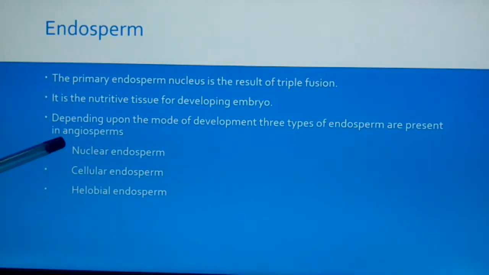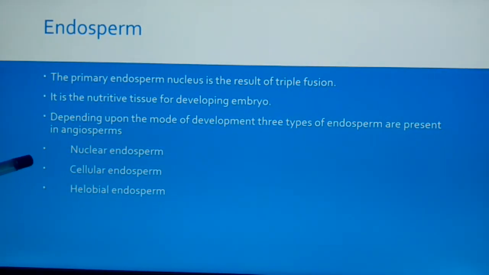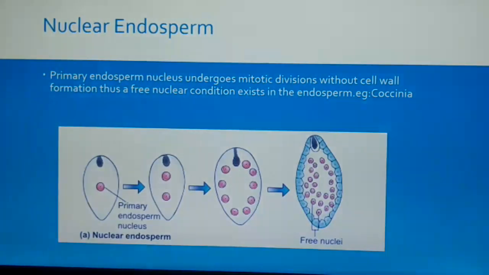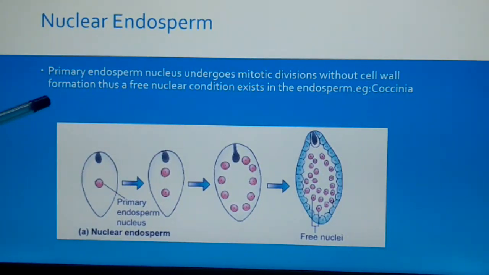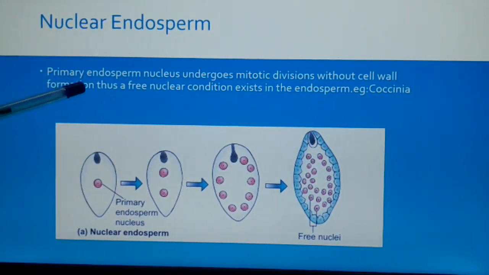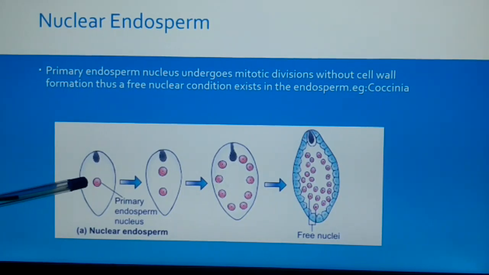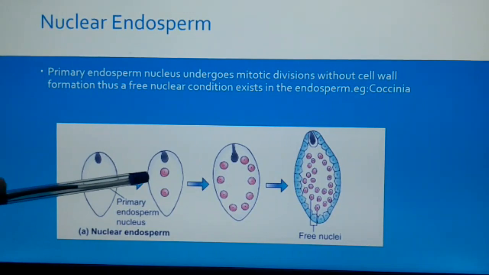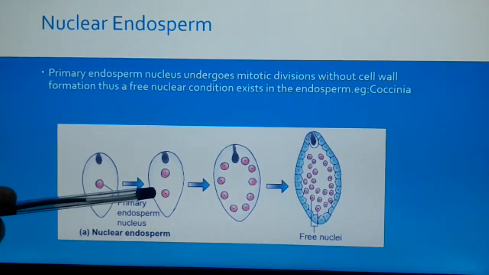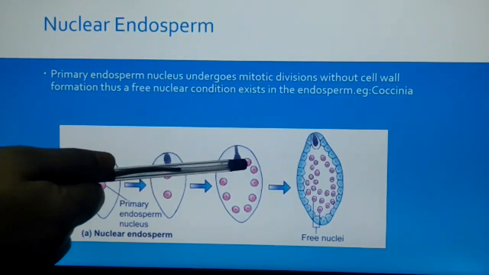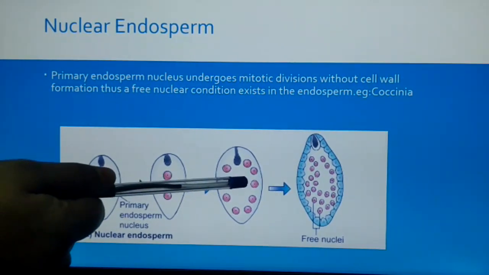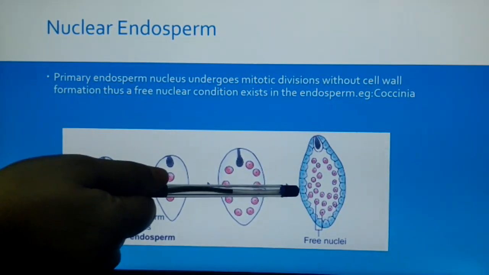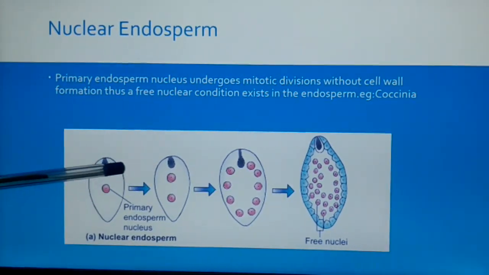Depending upon its mode of development, it is classified into three categories: nuclear endosperm, cellular endosperm, and helobial endosperm. Nuclear endosperm: the primary endosperm nucleus undergoes mitotic division without the formation of a cell wall. It divides mitotically to produce two nuclei first, without cell wall formation. The free nuclear condition exists in this endosperm, for example Cocos, Capsella and Arachis.